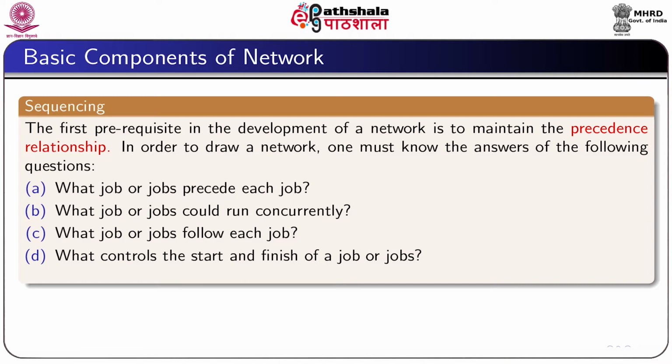Sequencing. Sequencing means precedence relationship. The first prerequisite of the development of network is to maintain sequencing. In order to draw a network which represents the way the job is to be done, one must have the answers to the following questions. What job or jobs precede each job? We have to know what job or jobs could run concurrently and what job or jobs follow each job. Further, what controls the start and finish of a job or jobs?